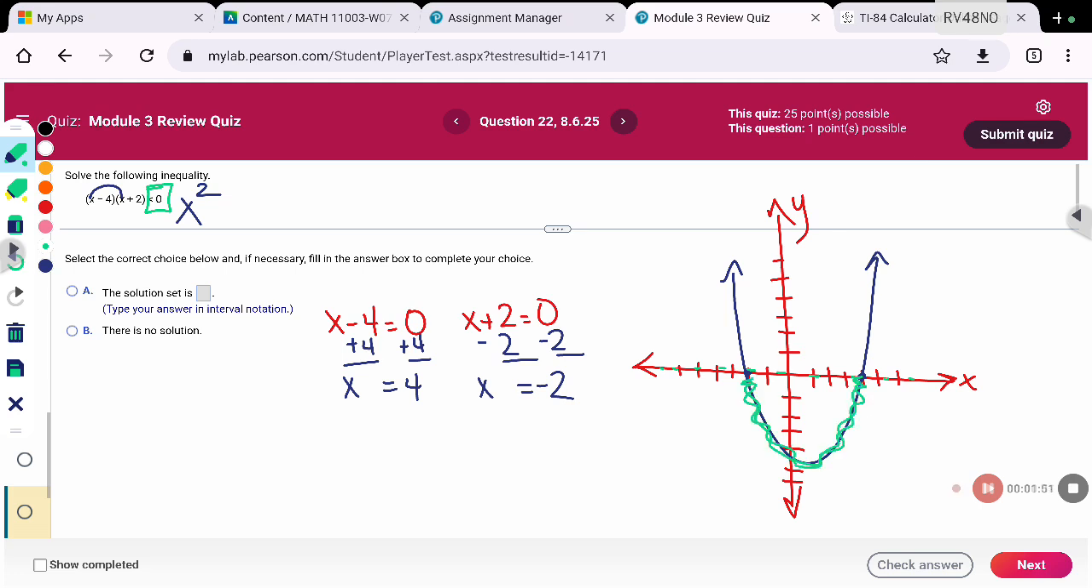So where does it start being below 0? Right here at that negative 2, and it stays below 0 until it gets to 4. So that is your interval that it is below 0. We do want to put parentheses around that because it wants to know where it is less than 0 but not equal to 0. So not equal to those points, just below them.